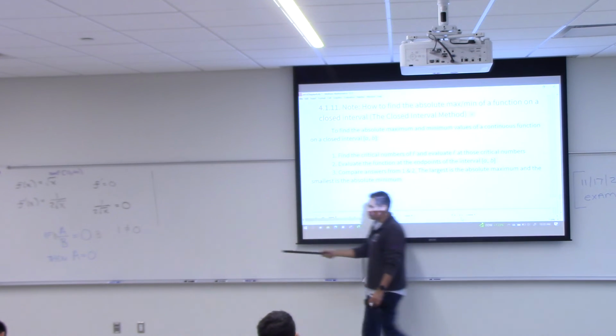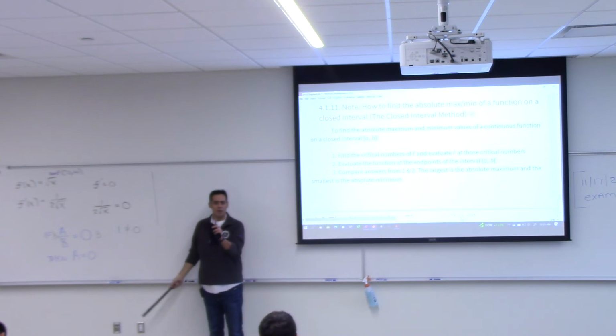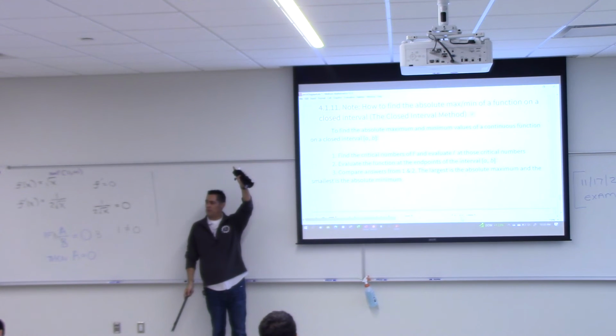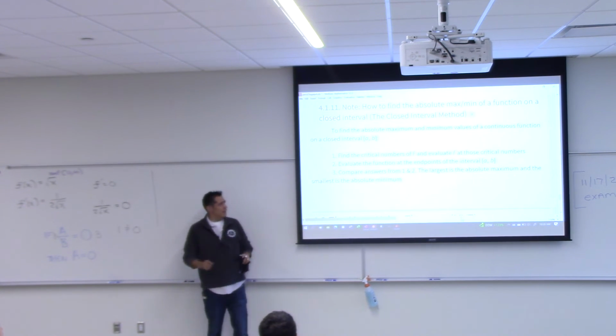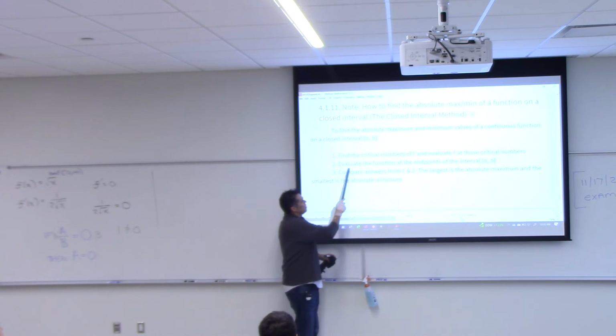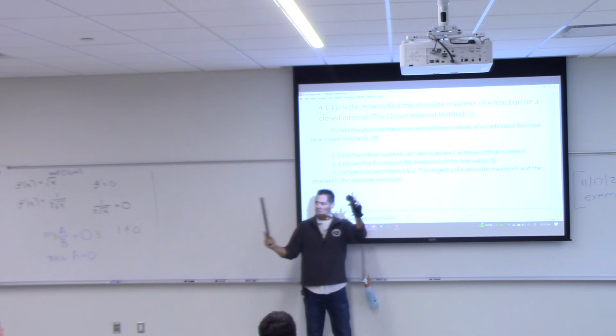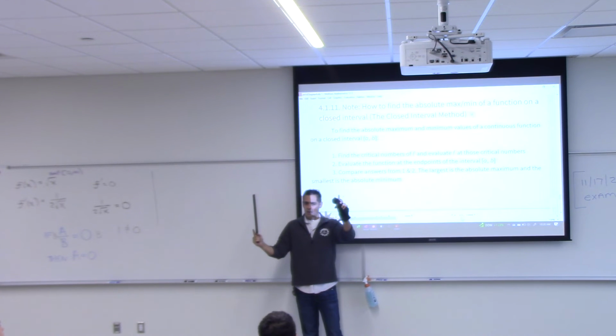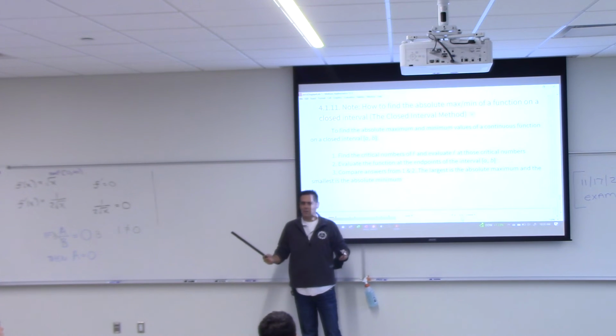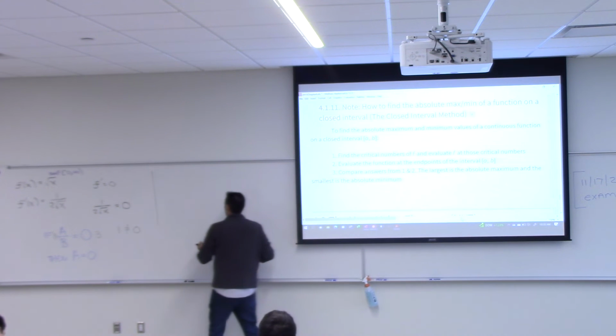Whatever answers we get here, we're going to plug into the original function. And then we're going to evaluate the function at the two endpoints. And then we're going to compare all those answers, and the biggest answer we get will be our absolute max, and the smallest will be our absolute min. That's it.